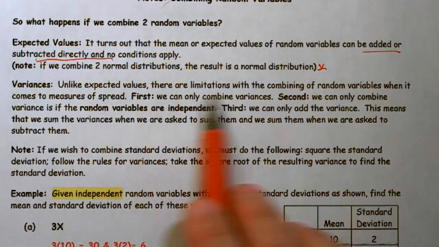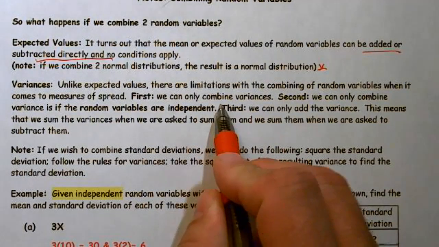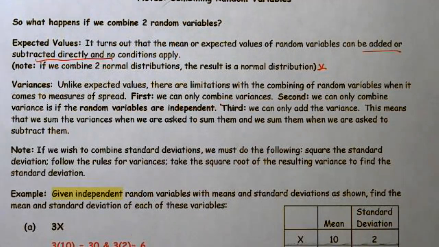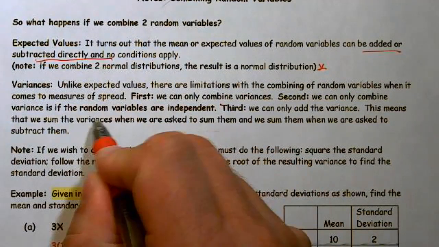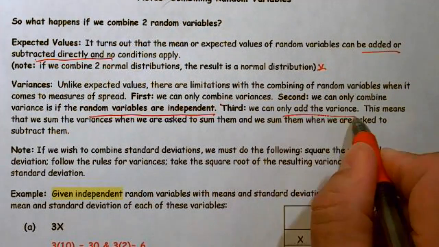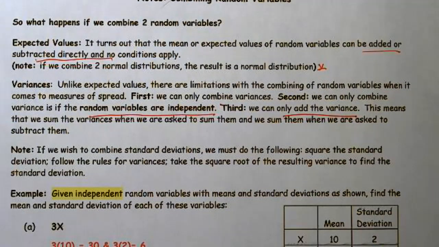However, there's some limitations with combining variances. First, we can only combine variances. We can't combine standard deviations directly. In other words, if we want to combine a standard deviation, we have to convert it to a variance. The other thing is, to combine variance, the variables must be independent. And that means the question's going to need to tell you that they're independent, okay? Finally, we can only add the variance. If they tell us to subtract, we're still going to add it, okay? We only add variances, we do not subtract them, okay?